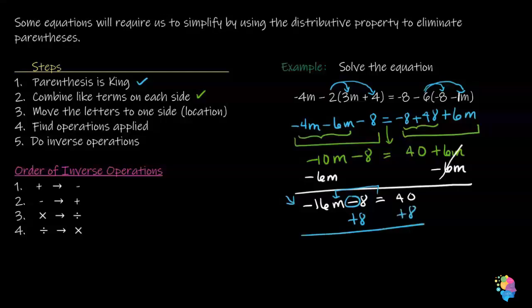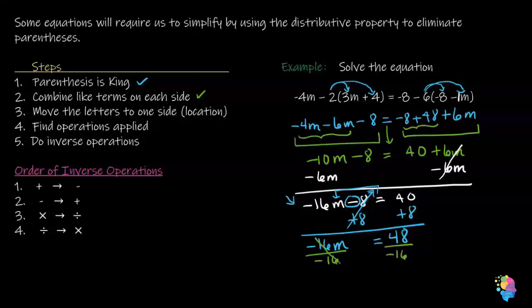From left to right, that gives me negative 16m. Now minus 8 plus 8, remember that goes to 0, but we're not writing the zeros anymore because we just get back what was there. So negative 16m plus 0 is just negative 16m. On the right side, 40 plus 8 will give me 48. And I still need to get rid of that multiplication. So negative 16 times m, the opposite of multiplication is division. So I'm going to divide both sides by negative 16.